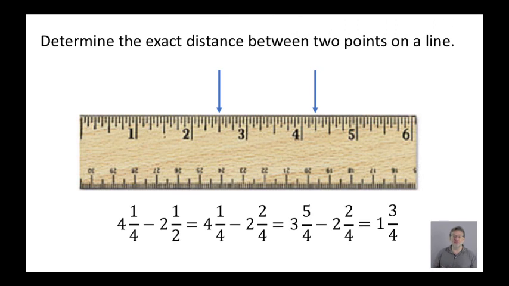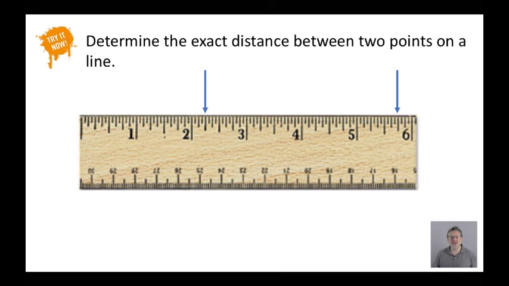Again, you could have gotten this by converting each one of those mixed numbers to an improper fraction and done the calculation that way, but you can do it this way as well. Take some time to do exactly that as you are finding the distance between those two arrows on this ruler.